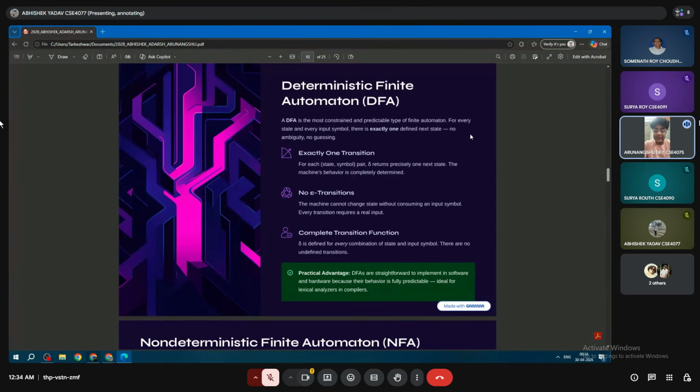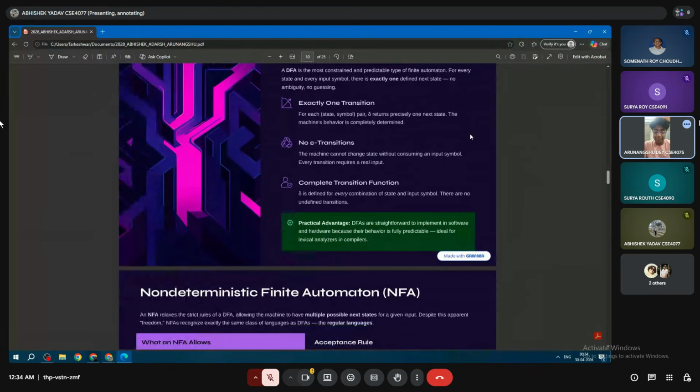Okay, so here is the deterministic finite automaton, DFA. A DFA is the most valuable and most predictable type of finite automaton. For every state and every input symbol, there is exactly one defined next state. No guessing. So there is exactly one transition and a complete transition function, no epsilon transitions. Next slide, please.